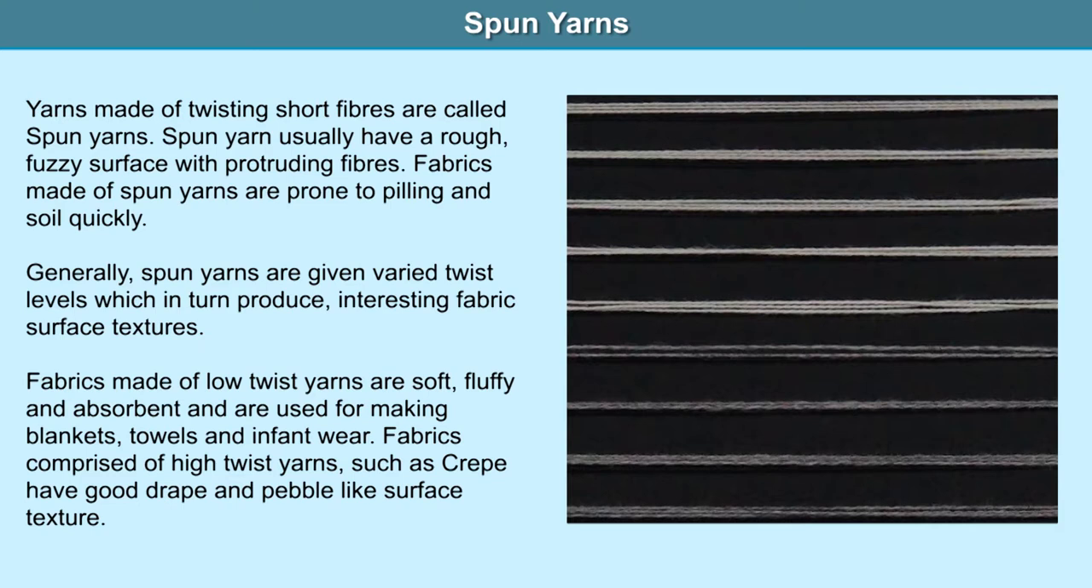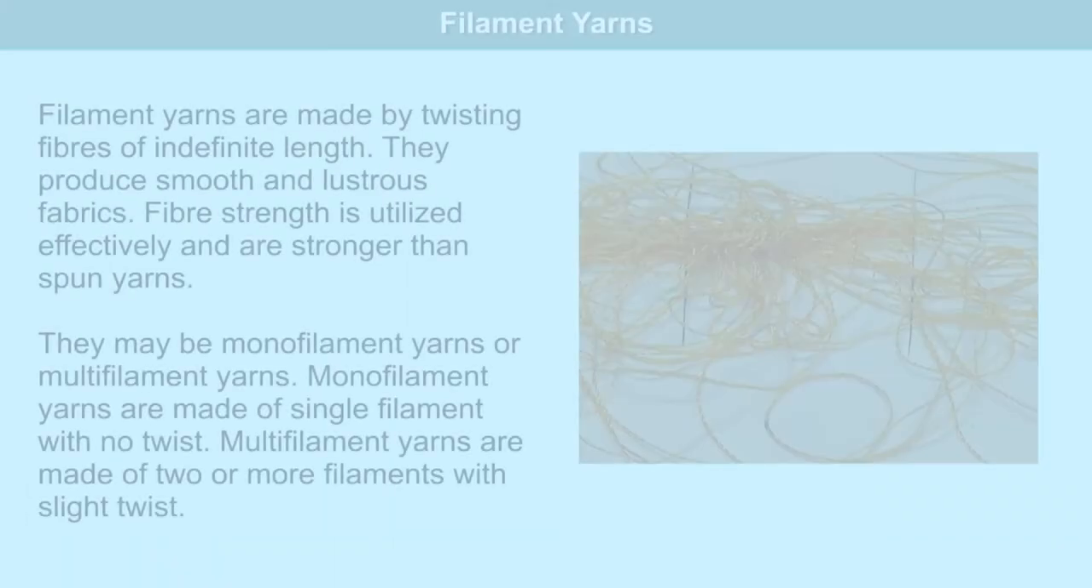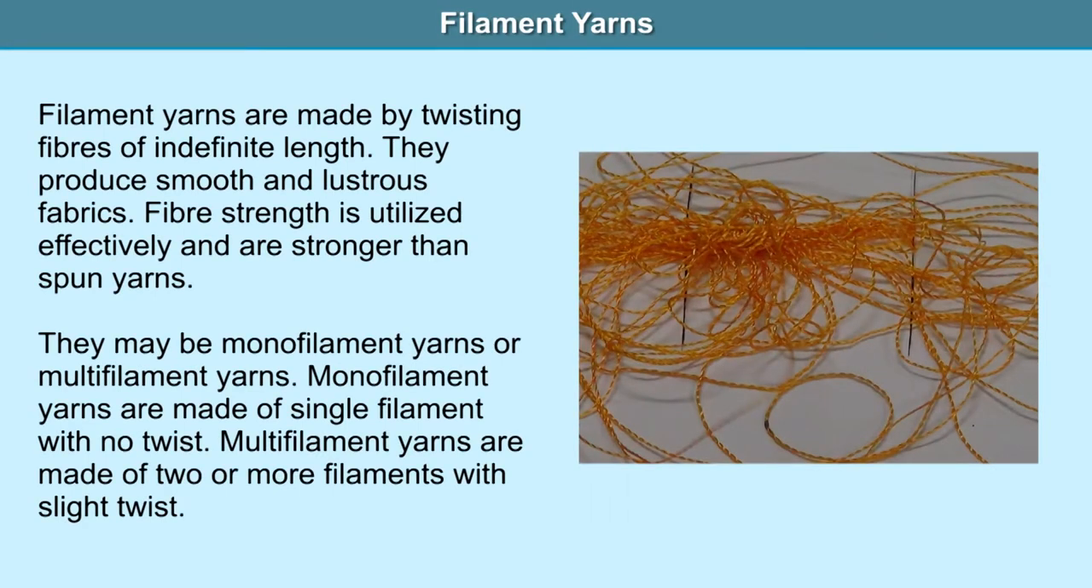Fabrics made of low twist yarns are soft, fluffy, and absorbent, and hence they are used for making blankets, towels, infant wear, etc. Fabrics comprised of high twist yarns like crepe have good drape and pebble-like surface texture. Filament yarns. Filament yarns are made by twisting fibers of indefinite length. They produce smooth and lustrous fabrics. As fiber strength is utilized effectively, they are stronger than spun yarns. They may be monofilament yarns or multifilament yarns.